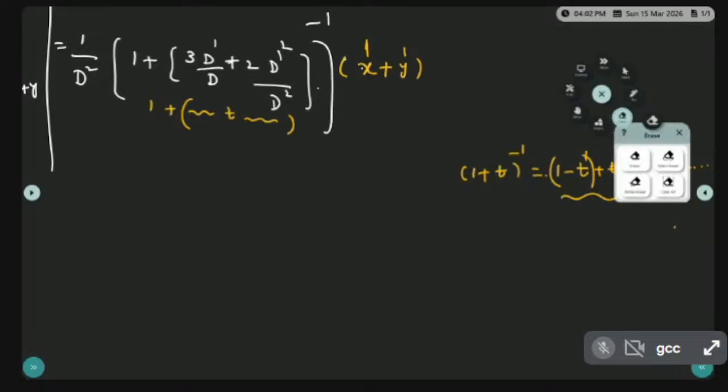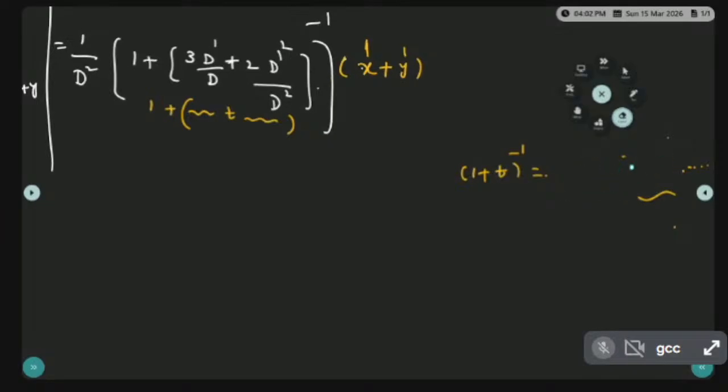Everyone, once again listen. What is the given problem? x plus y. Therefore, what are the terms I want? 1 minus t. If the problem contains x square plus y square, you have to write t square. That's it. If the problem is x square plus y square, this is required. But the problem is x plus y. If the problem is x plus y, this is not required. Enough.